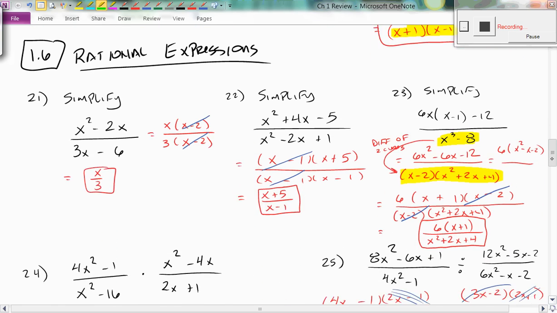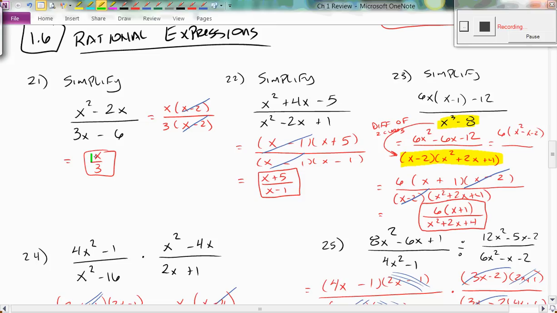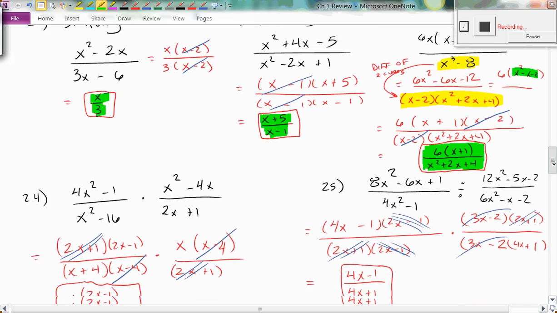Okay, number 21, I got an answer of x over 3. Number 22, I got x plus 5 over x minus 1. Number 23 took some work to get. I got 6 times x plus 1 over x squared plus 2x plus 4. There is a difference of 2 cubes on the bottom there. You can see how I did it. And then I factored out a 6 from the top and then factored the remaining trinomial and then canceled and got the right answer. So take a look at that. If you need to, pause it and look at that.